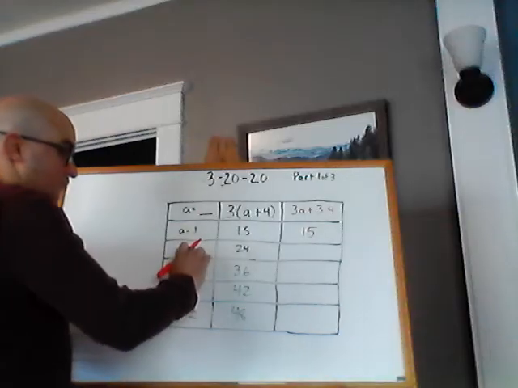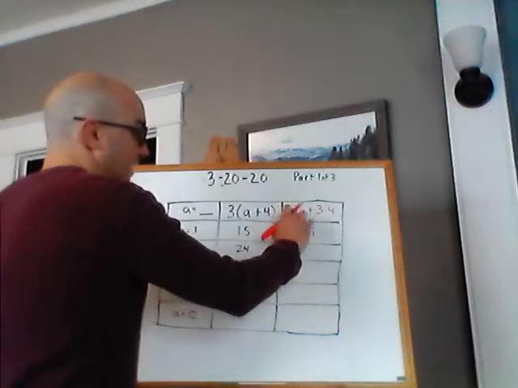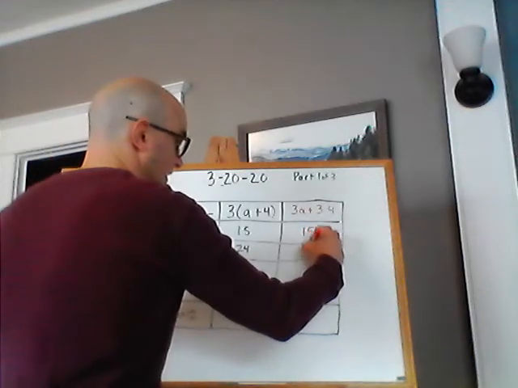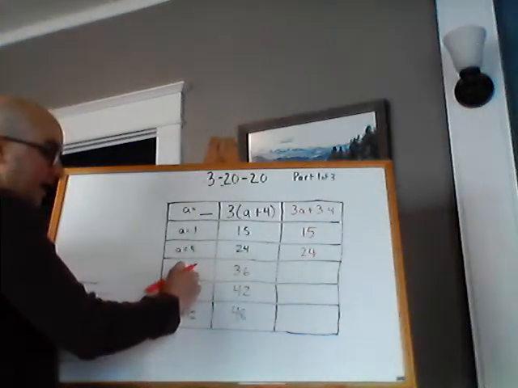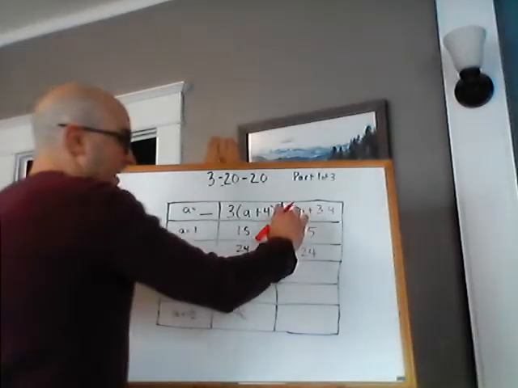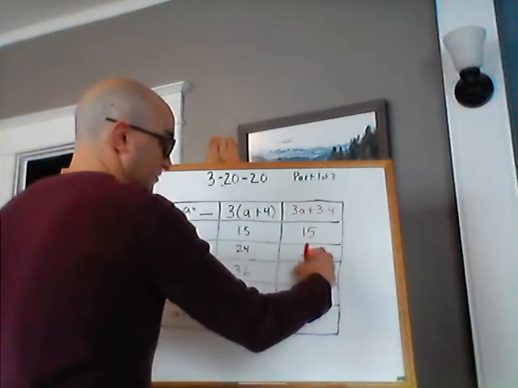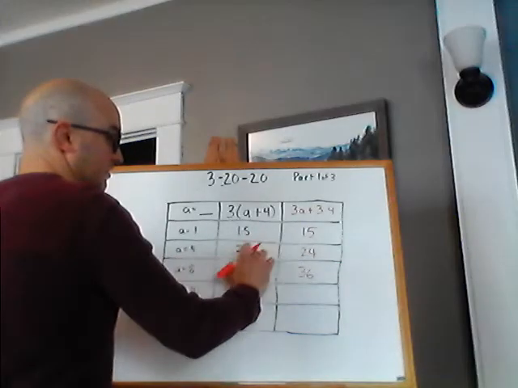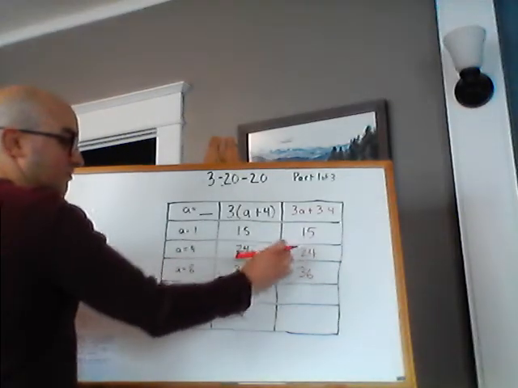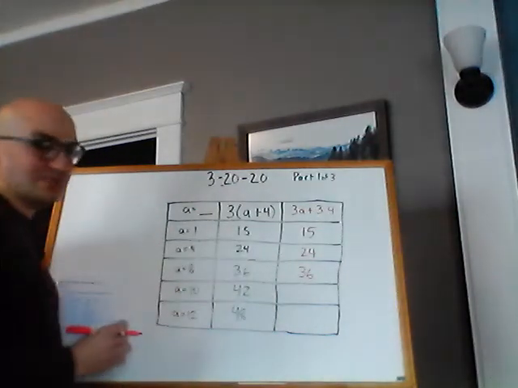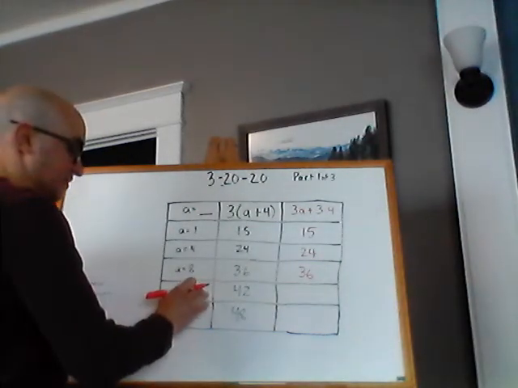Here we're going to substitute 4 in for a. 4 times 3 is 12. 12 plus 12 is 24. A here equals 8, so 8 times 3 is 24. 24 plus 12 is 36. Take a look. We should be having the same values for each value of a. Each expression value should be the same. So far, so good. Let's keep going.